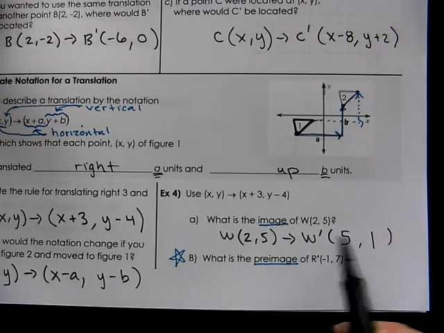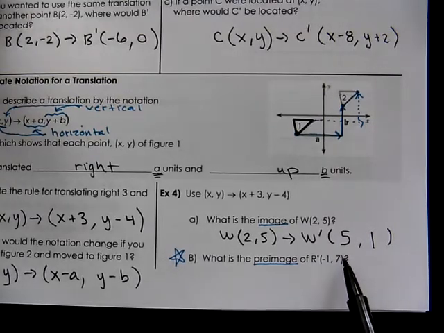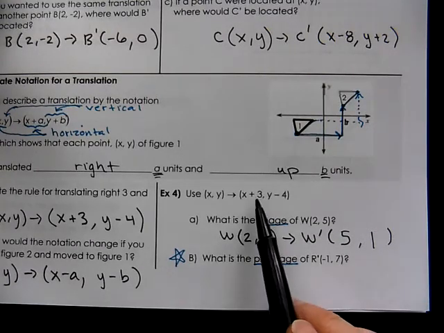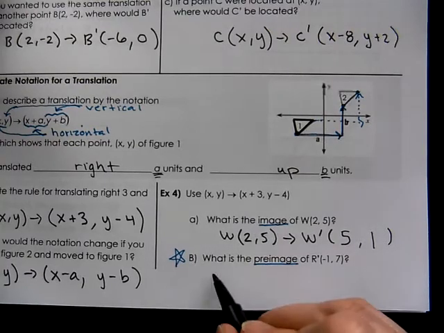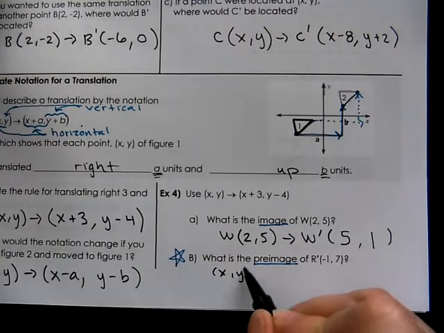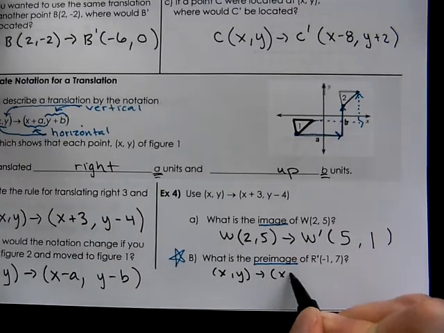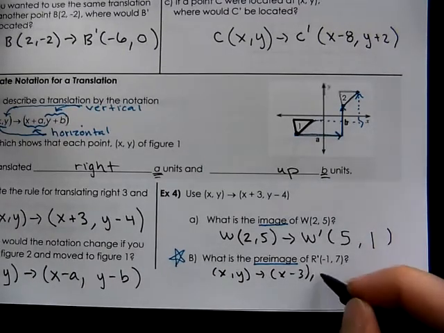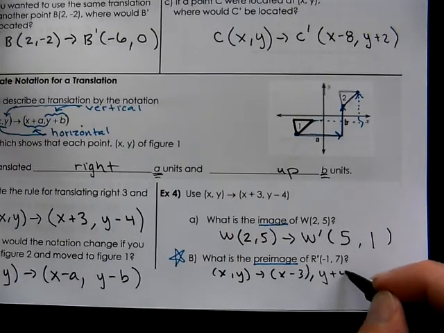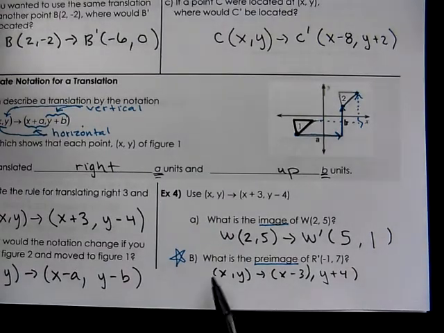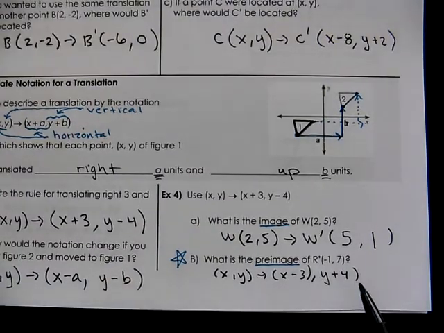R prime is its final location, but where did point R come from? To figure out where it came from, we're finding the pre-image, where it was before the movement, which means we have to turn the order around. Instead of adding 3, we need to subtract 3. Instead of y minus 4, we need to go y plus 4. So this is working the rule backwards to find the pre-image. That's what you have to do if a problem asks for the original point, that pre-image point.